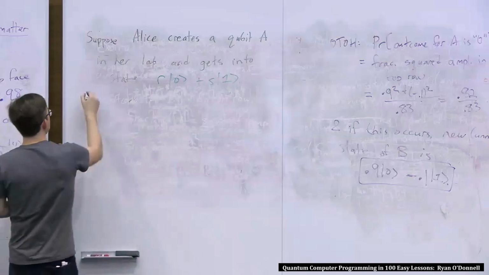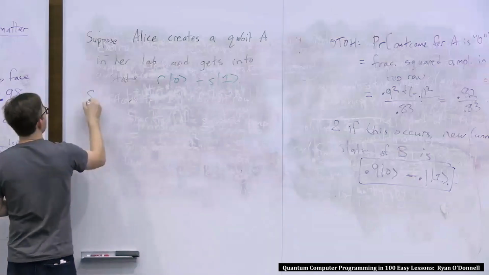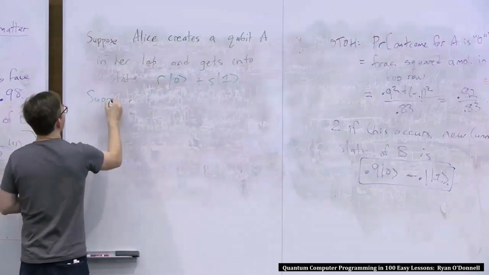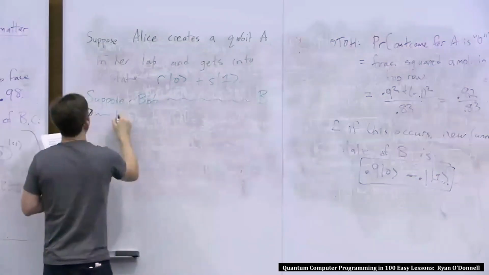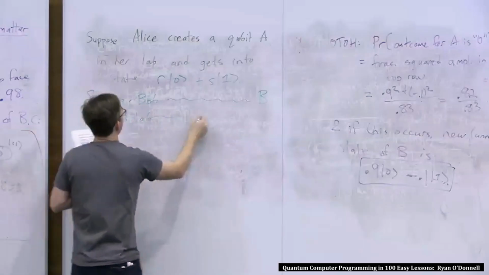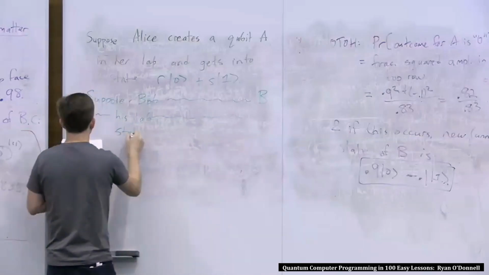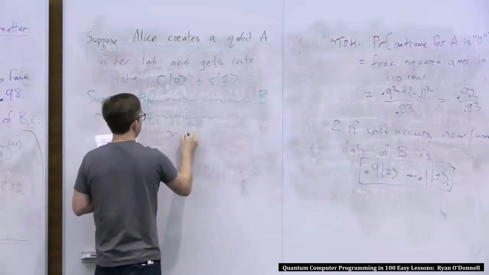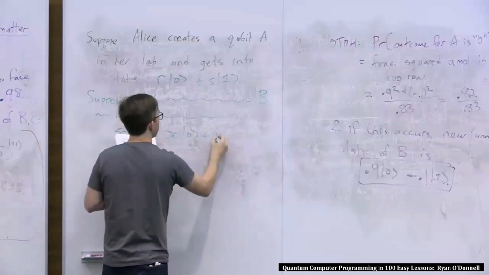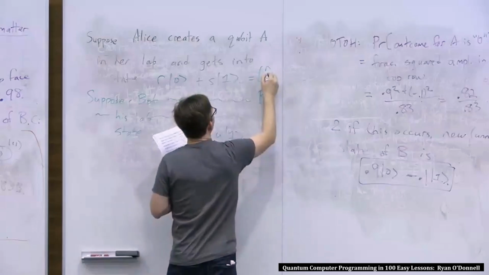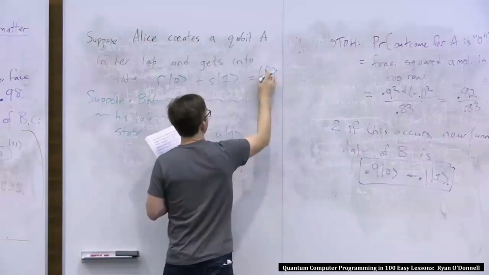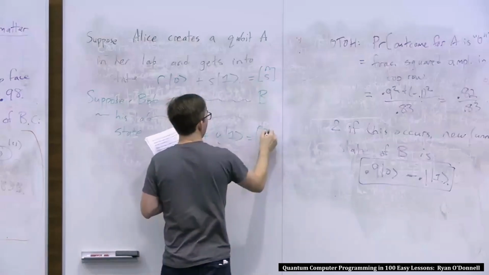Okay, and let's also suppose that a character called Bob also creates a qubit called B in his lab and gets it into the state X amplitude on 0 plus Y amplitude on 1. So we can also write this as a little 2D vector like this.